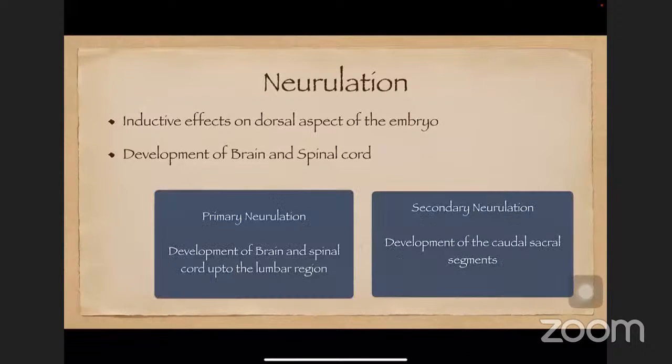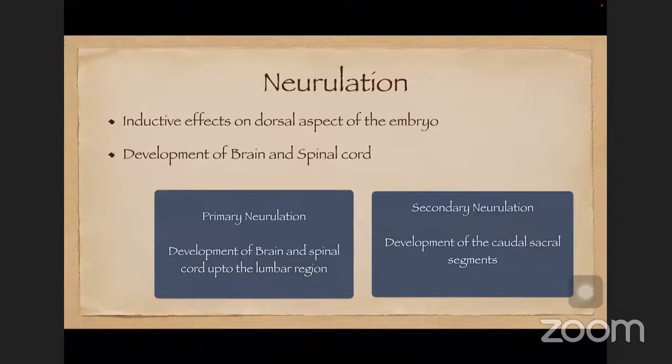If we look at neurulation per se, you have primary neurulation and secondary neurulation. These processes are because of the inductive effects on the dorsal aspect of the embryo by the underlying mesoderm, and this eventually leads to the development of the brain and the spinal cord. Primary neurulation is the development of the brain and the spinal cord up to the lumbar region, whereas secondary neurulation is the development of the caudal sacral segments below the lumbar region.